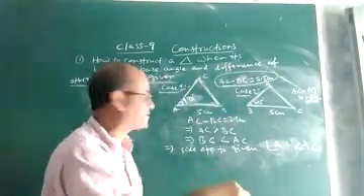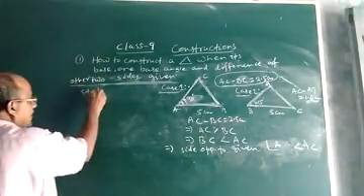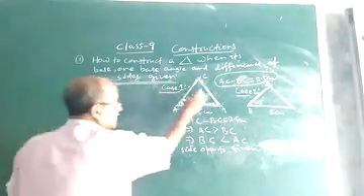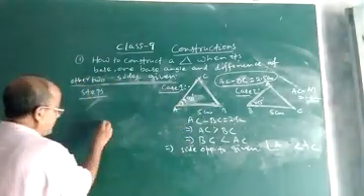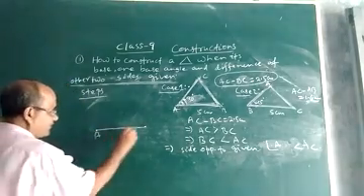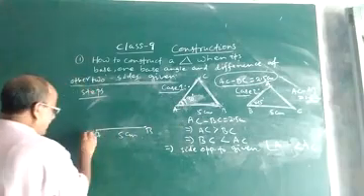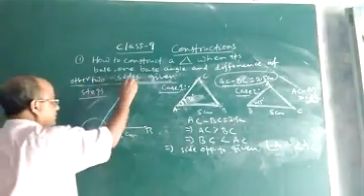Now I am coming to the construction part. How to construct this triangle? You are given AB equal to 5 cm. So first you take AB equal to 5 cm. Suppose this is my AB equal to 5 cm. Now see, what is angle A? Angle A is given as 30 degrees. Suppose this is my 30 degrees.